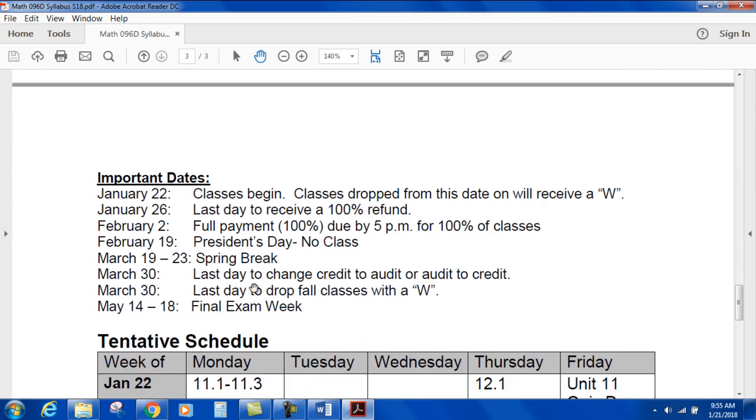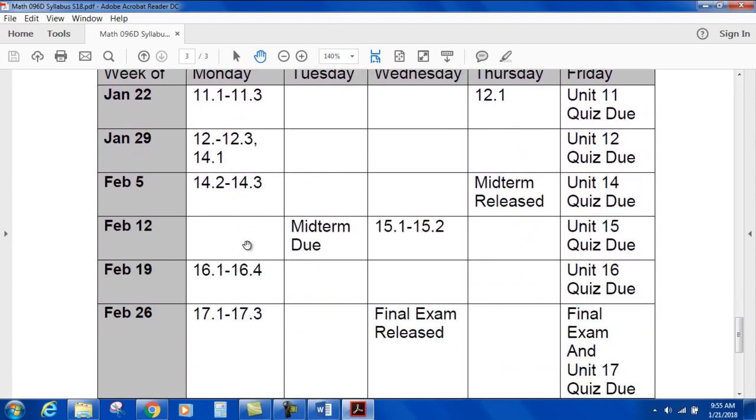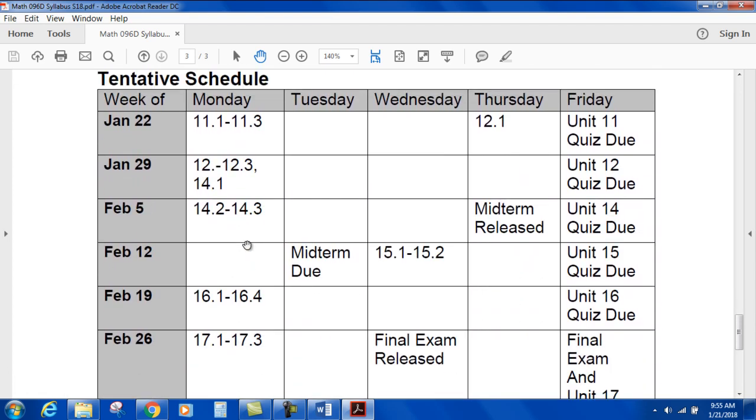Here are important college dates. I'm not sure how the drop dates work with our class being such a short-term class, but these are in general the college dates for things. And there's our semester right there. That's 6 weeks. We will be moving at a brisk pace, so you need to stay up with it.